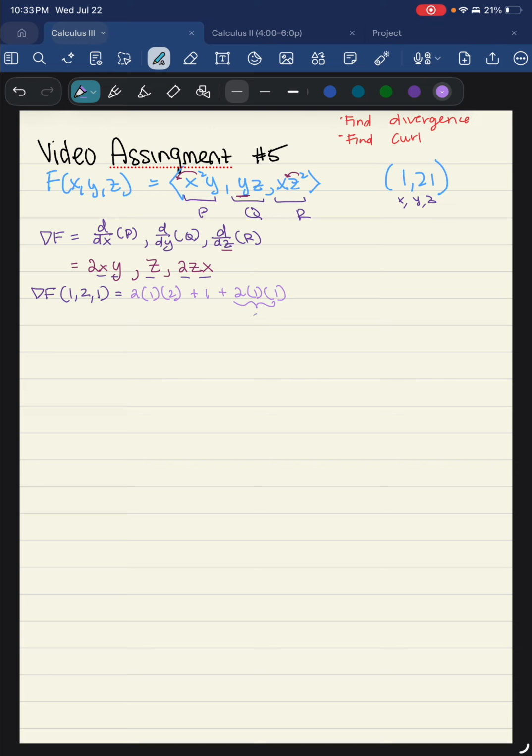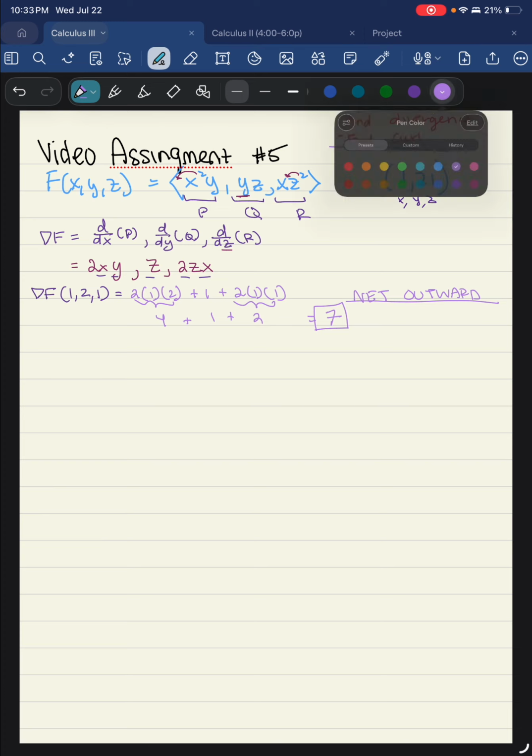So 2 times 1 times 1 is 2, plus 1. 2 times 1 times 2 is 4. 4 plus 1 is 5, plus 2 is 7. So this is our divergence. Now, since our divergence is positive, that means it's going to be net outward. Very important.